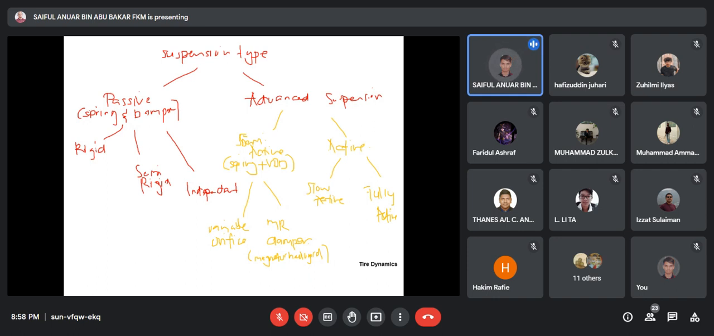And then next we have the fully active suspension, where in fully active suspension we don't have a spring and damper.